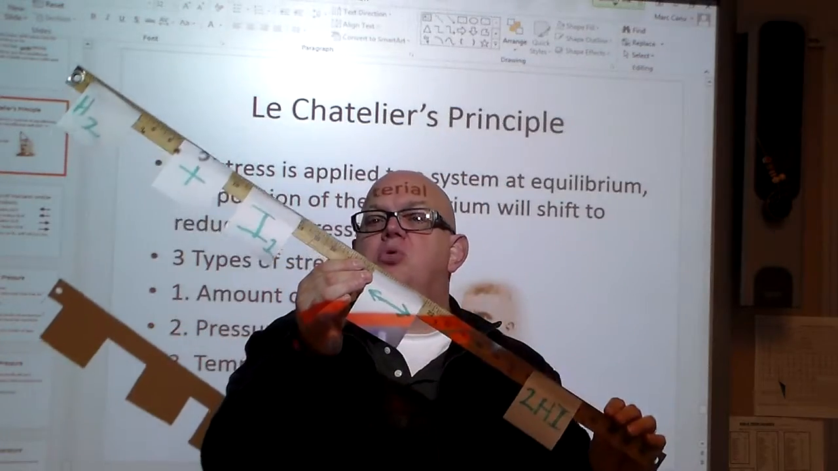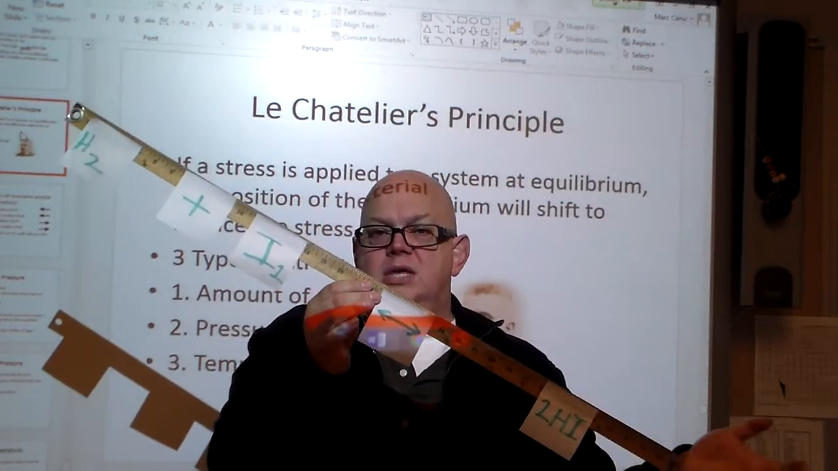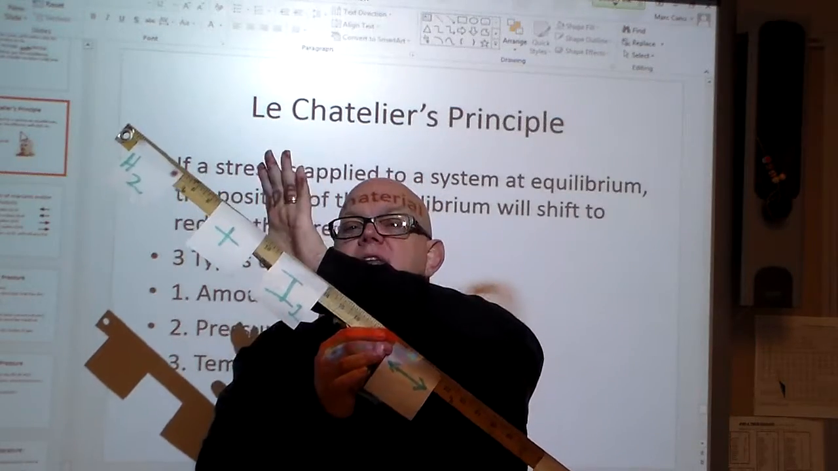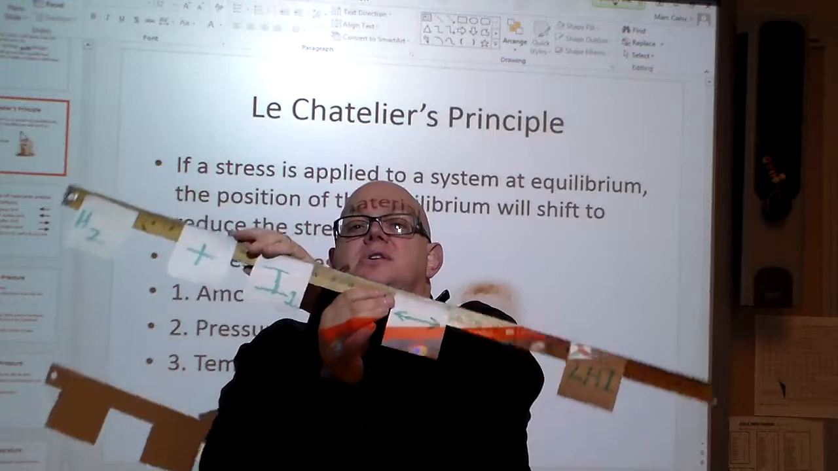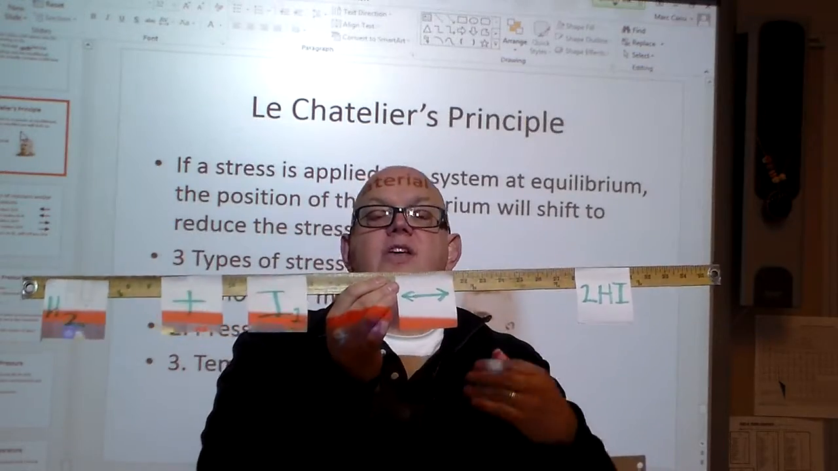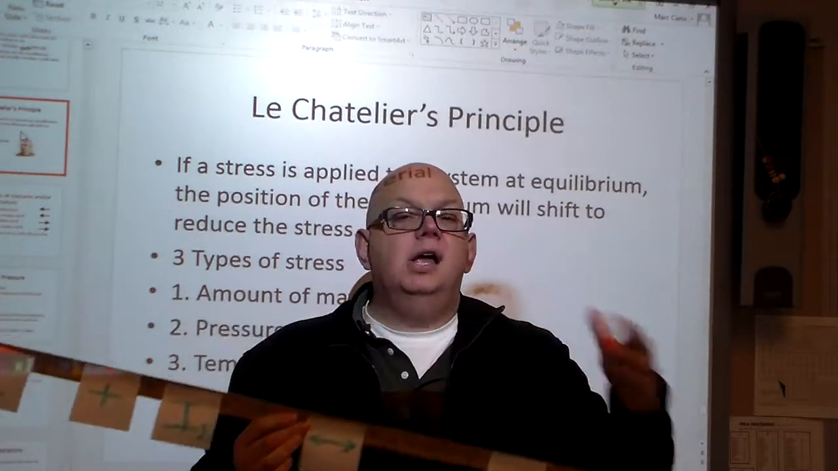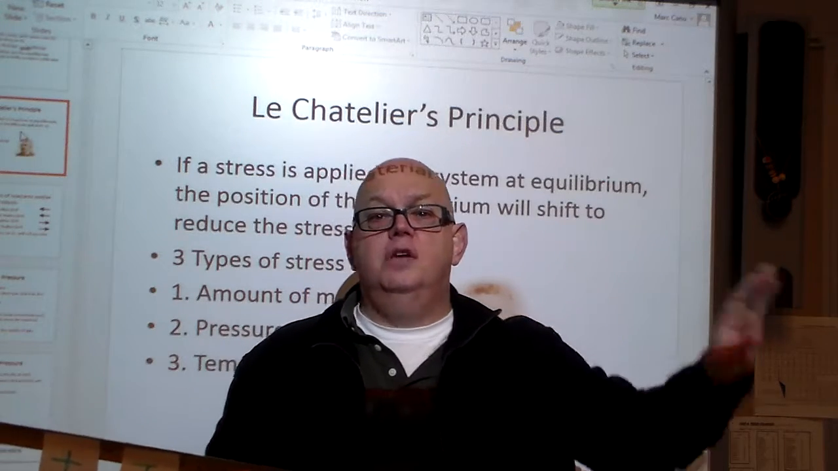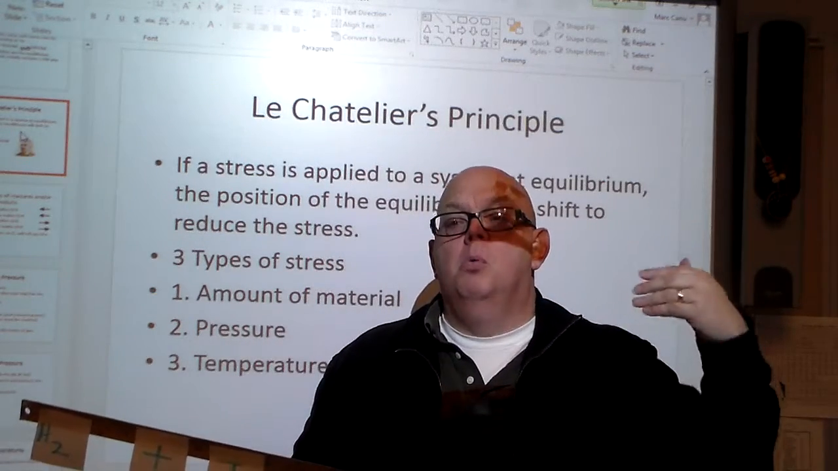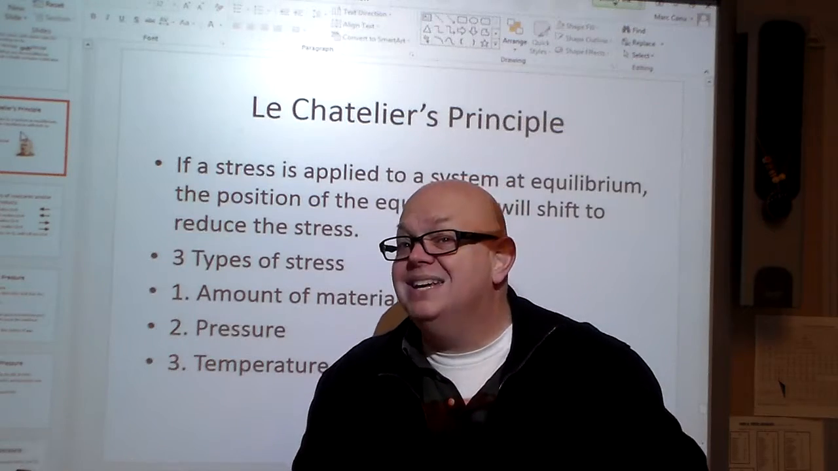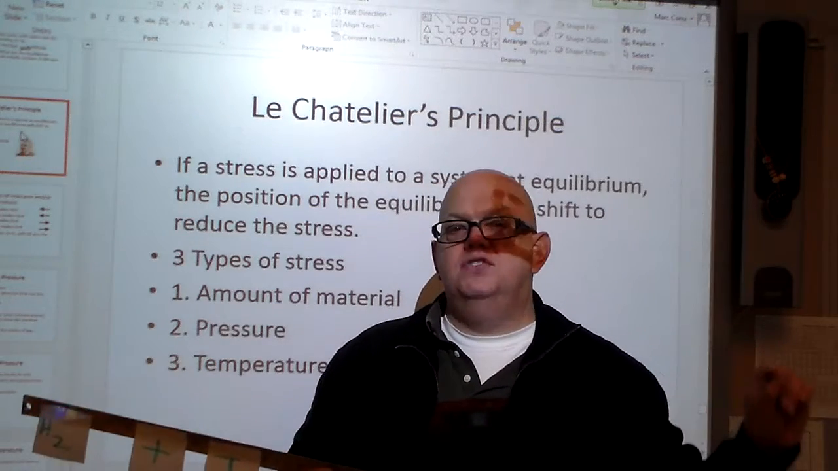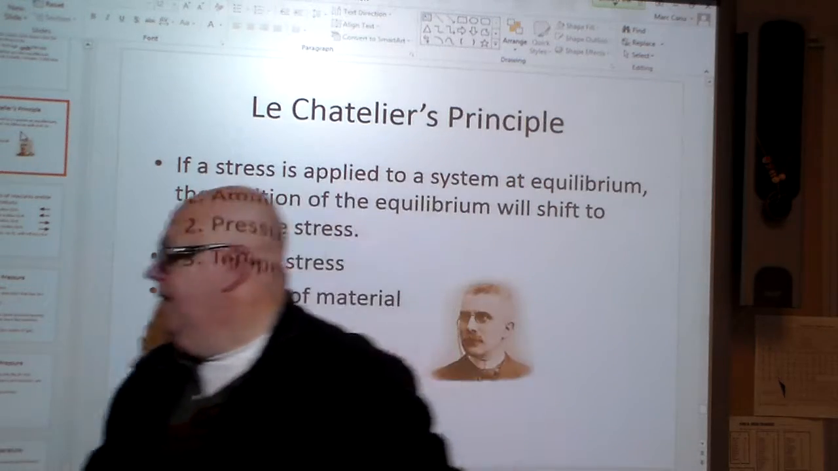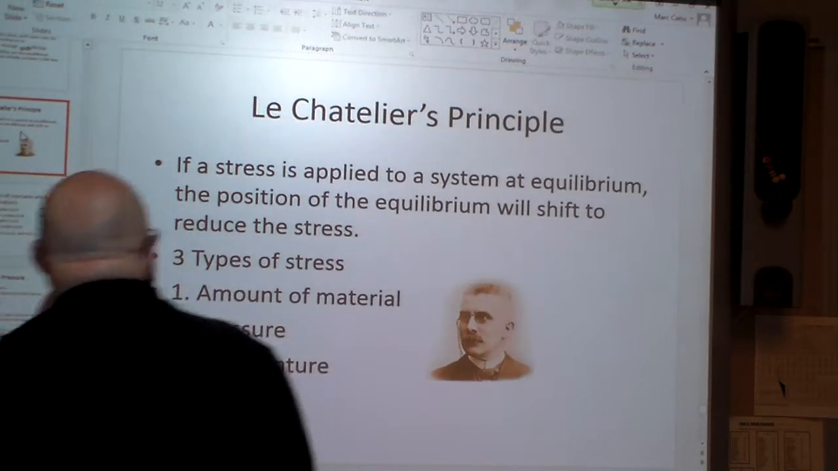Same thing if you do the other side. If you have too much product, it's going to shift to the left to make more reactant, thus stabilizing, relieving the stress. So when you're talking about relieving the stress, guys, the reaction's either going to shift to the left to make more reactant, or it's going to shift to the right to make more product. That's the idea behind it.